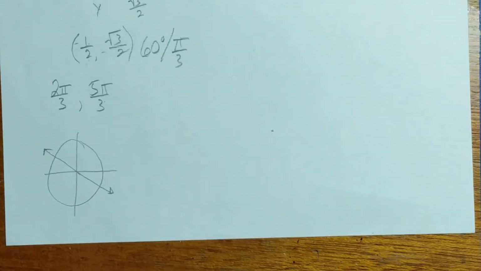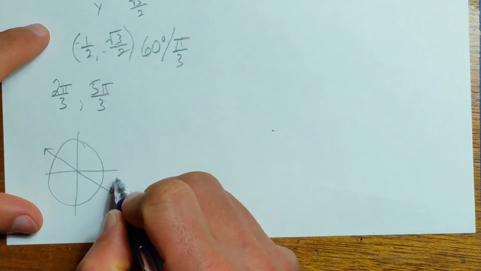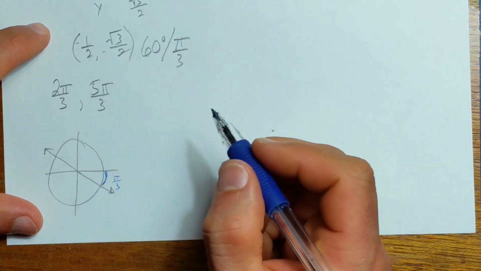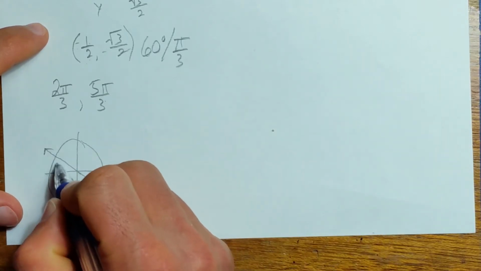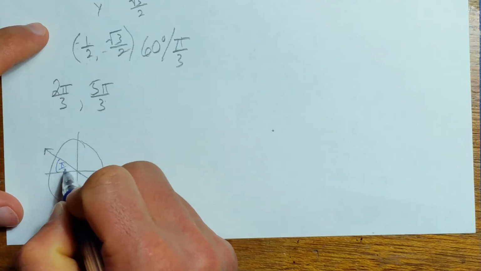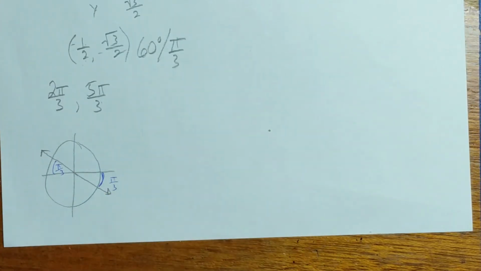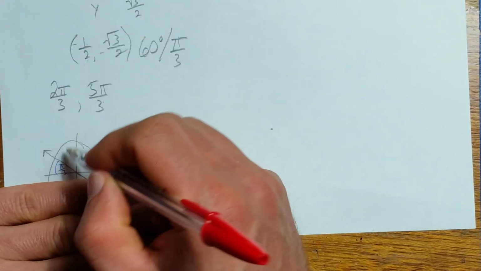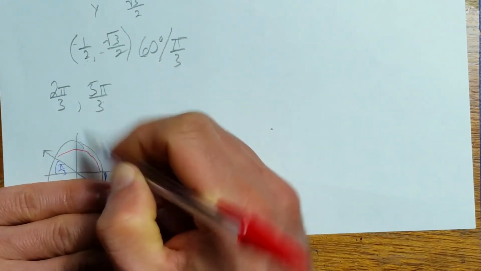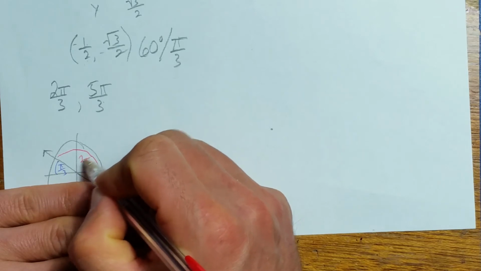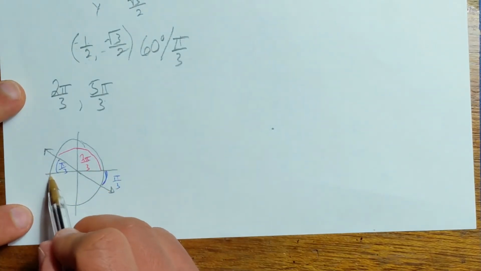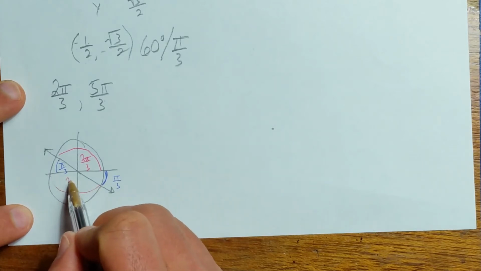Alright, what you can do is this. You can say to yourself, I know that this distance is pi over 3, and I know this distance here is also pi over 3. If you want, just start labeling some other information. If we look at just the top half, if this distance is pi over 3, that means this distance must be 2 pi over 3. And same here, if this distance is pi over 3, that means this distance is 2 pi over 3.